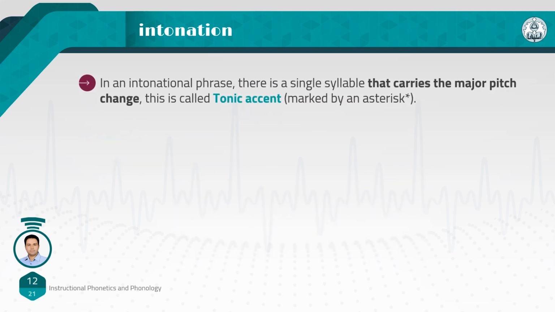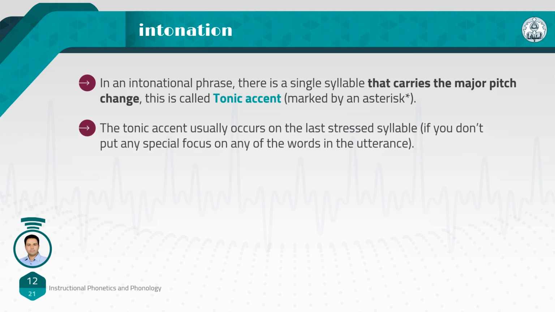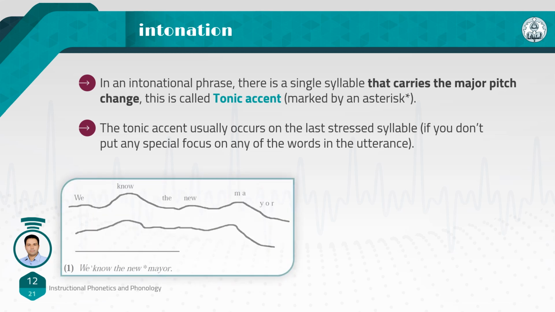In an intonational phrase, there is a single syllable that carries the major pitch change. This is called tonic accent. This is marked by an asterisk. The tonic accent usually occurs on the last stressed syllable, if you don't put any special focus on any of the words in the utterance. Look at these examples.